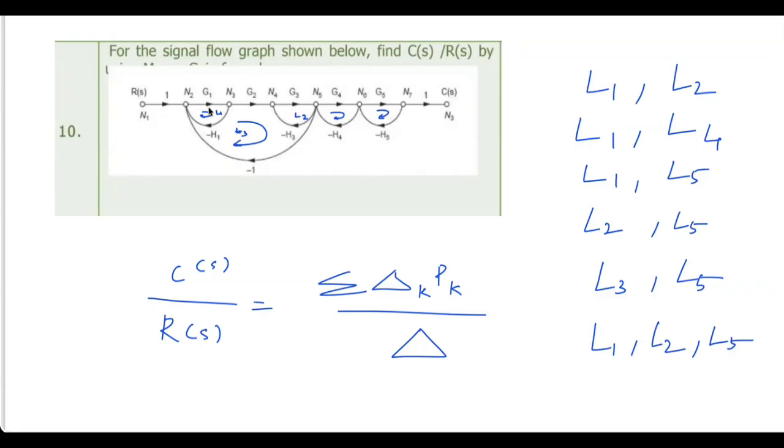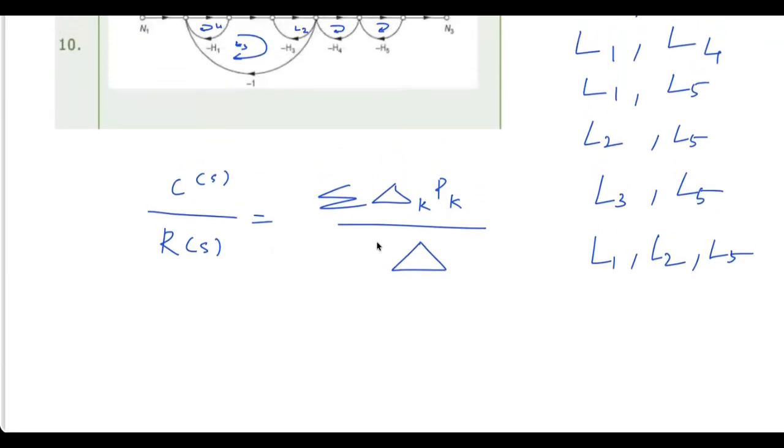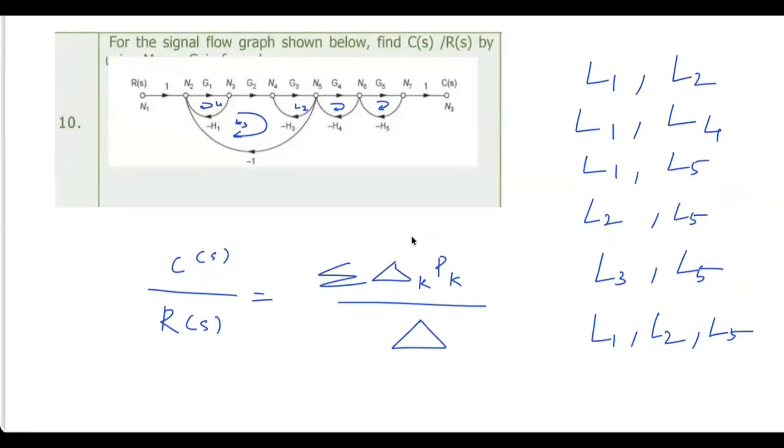L1 touches L2, L2 touches L3, so L3 cannot be combined with L1, L2. L1 and L2 are non-touching. Now is it clear? So three non-touching loops is also there. Normally it won't be there, here it's there.